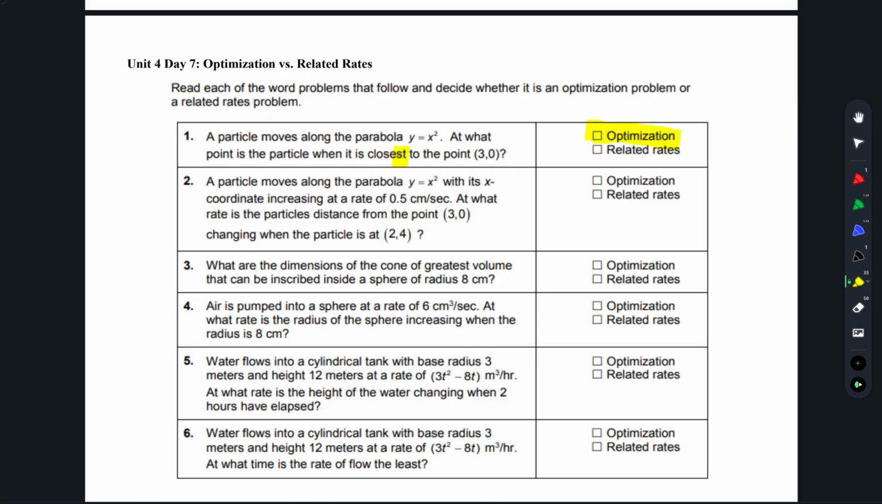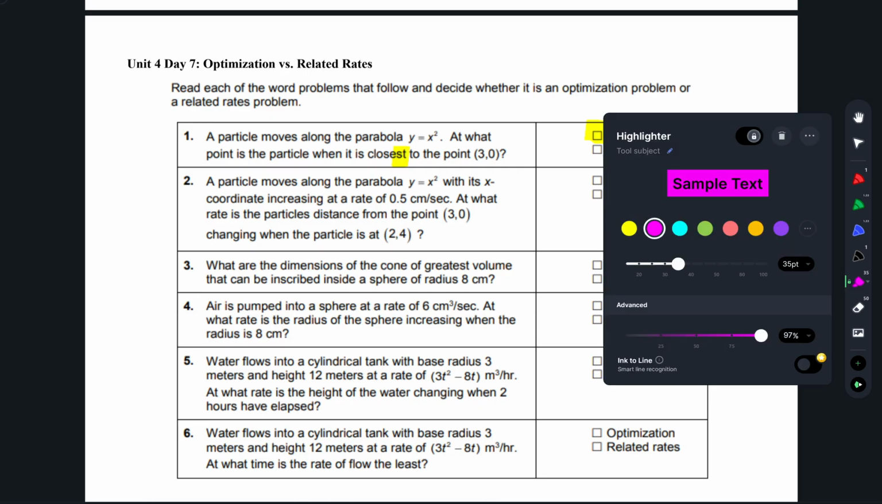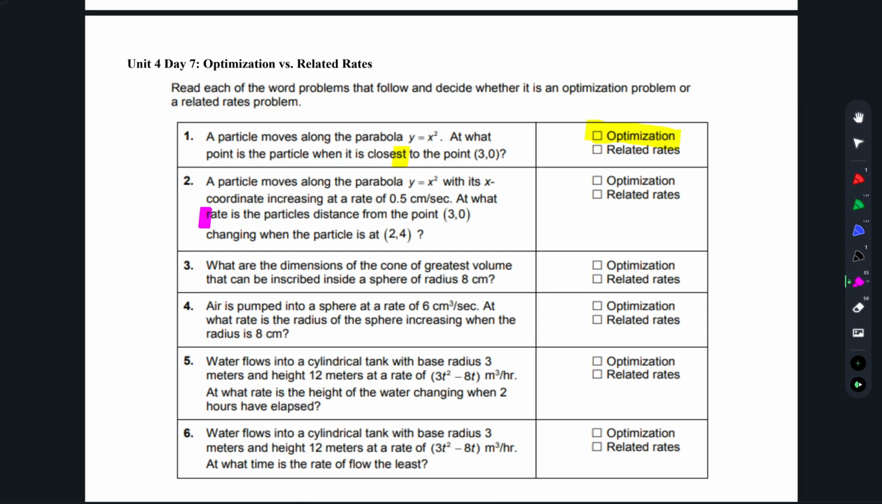So this one: a particle moves along with its x-coordinate increasing at a rate of 0.5 centimeters per second. At what rate is the particle's distance changing? They're not asking you "-ist" stuff. They're asking at what rate it's changing. That's going to be related rates. It's a little aggressive pink, but that's okay.